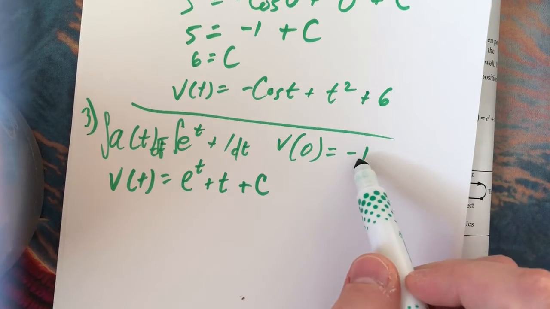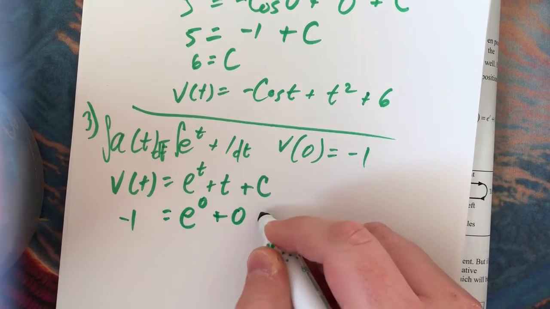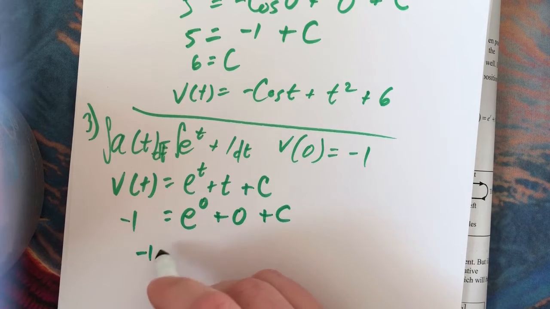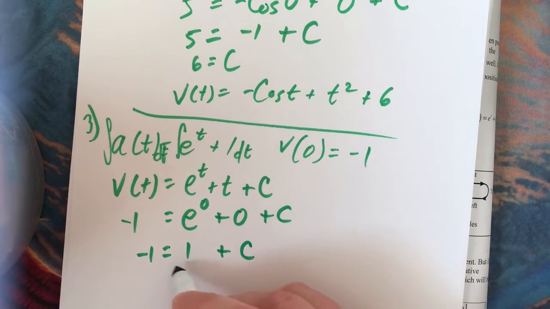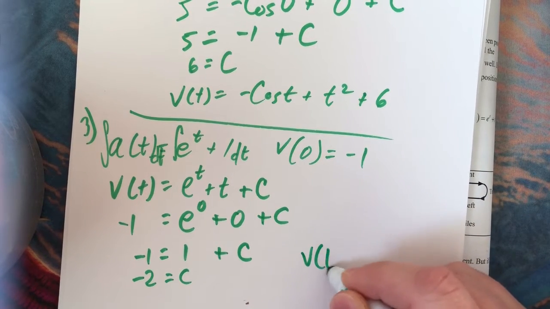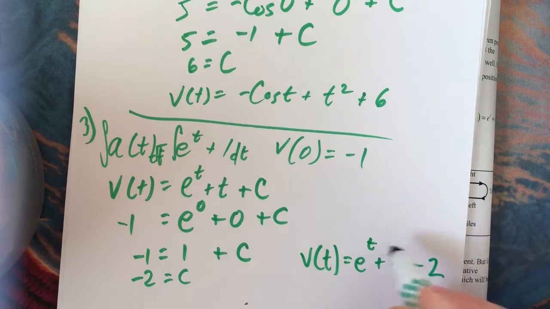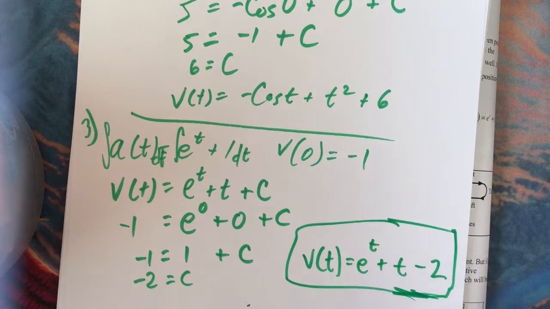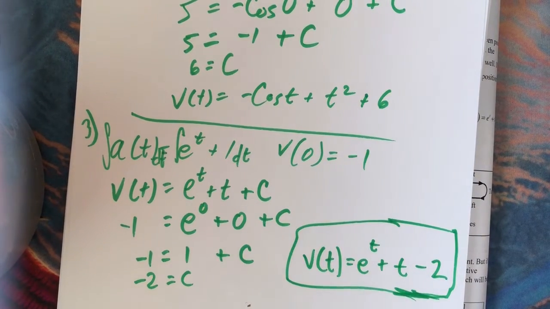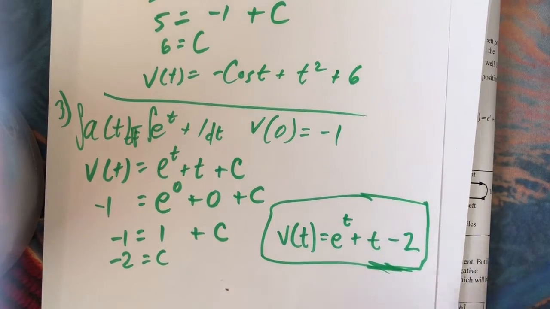All right, v of 0 is negative 1. So that means we get negative 1 at the end. e to 0 plus c. Oh, e to the 0 is 1, right? So when we subtract the 1 from both sides, we get negative 2 is equal to c. So velocity is equal to e to the t plus t minus 2. Okay, very formulaic to do these, but as you know, a lot of times AP questions are not formulaic. So let's move on and see what else there is for us.